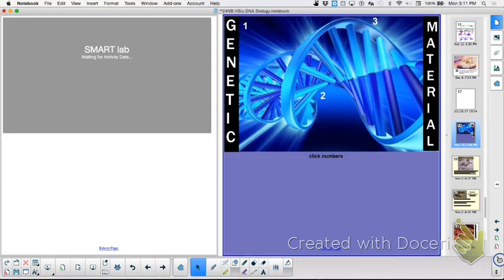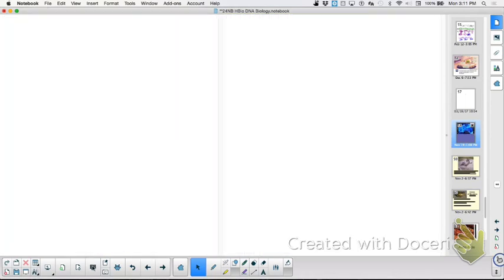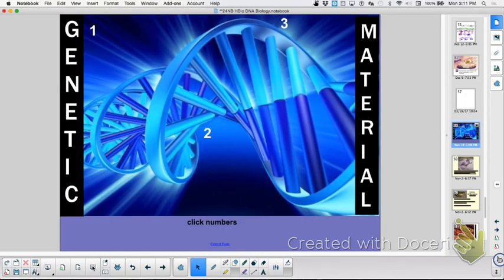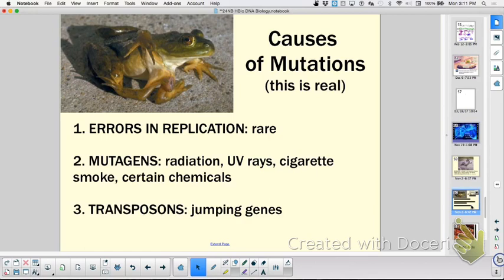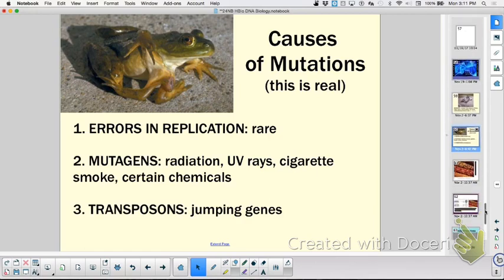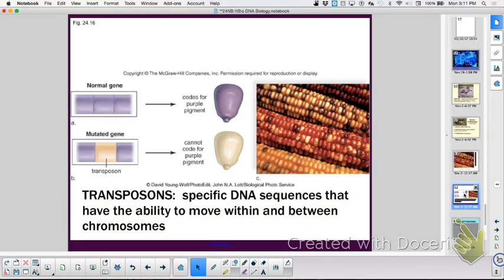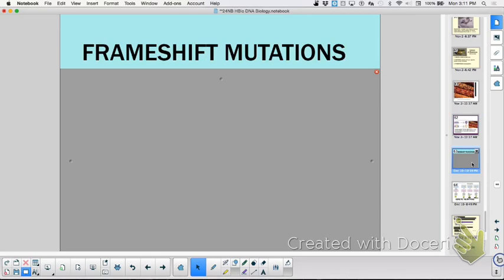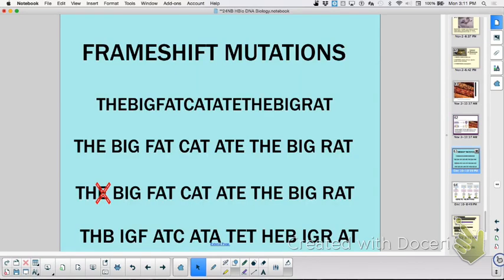Okay, last but not least, my preciouses, is to review your mutations, right? That was the very end. We talked about the causes of mutations, so you want to review that. We talked about transposons and jumping genes, where DNA moves around. And we talked about a really bad mutation, which was frame shift mutations, because when you delete a base, you're throwing off all your series of codons. It's really important that you copy that exactly right.